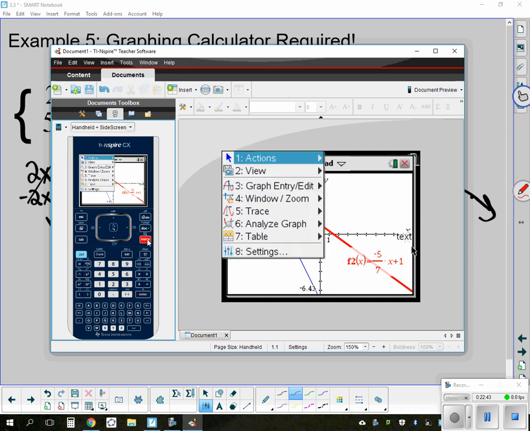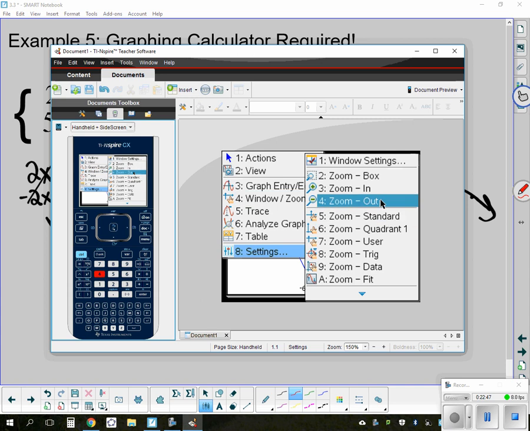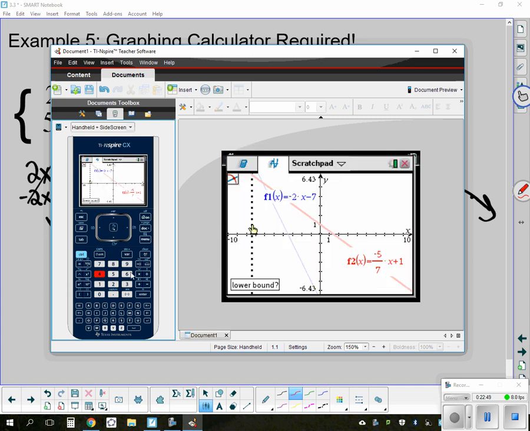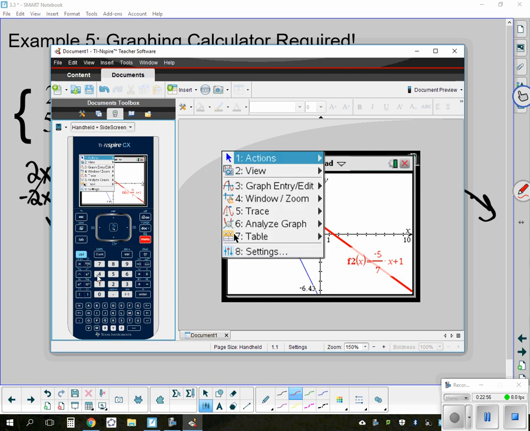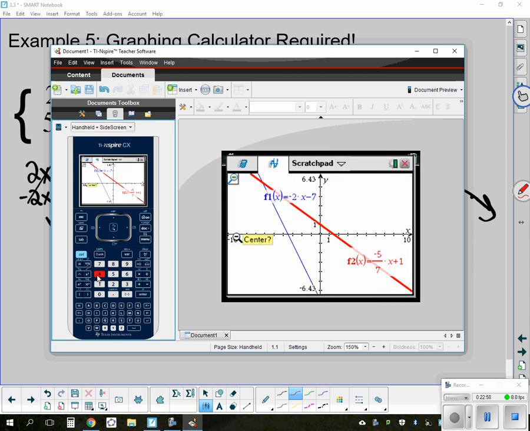So you would press Menu, Window Zoom, and zoom out. Then it turns, oops, I hit the wrong thing. Let's try that again. Menu, Window Zoom, zoom out, and then it turns into a magnifying glass here with a minus sign, and it's asking for the center. So it's just, where do you want to zoom out from?